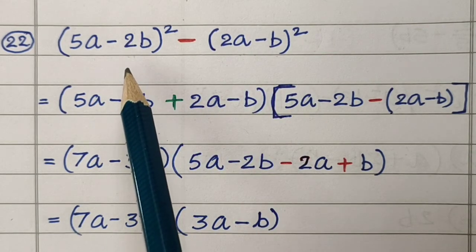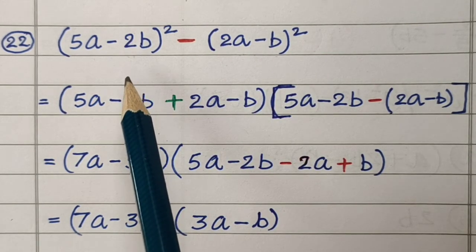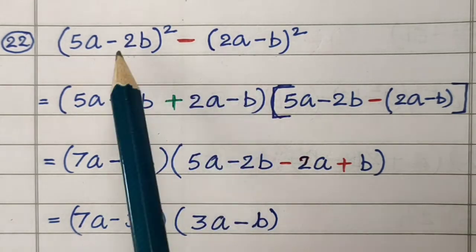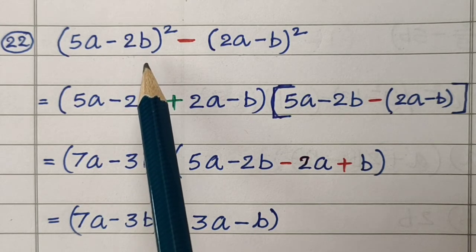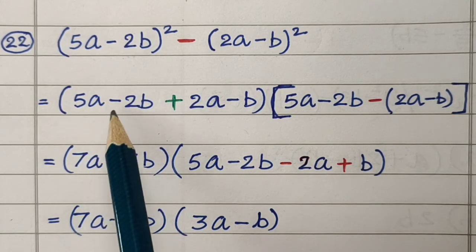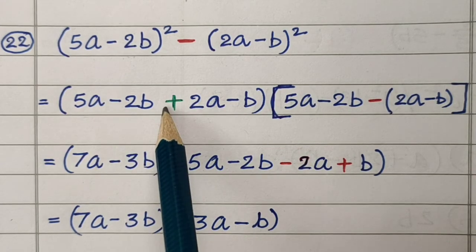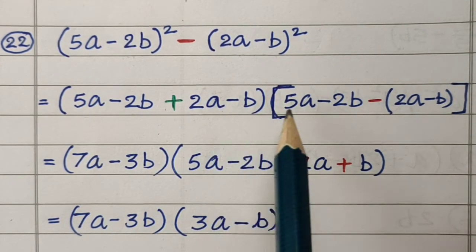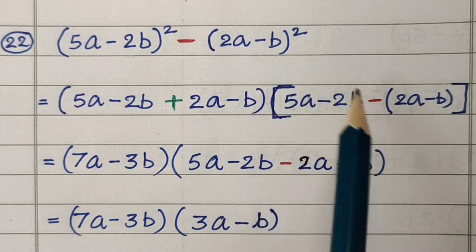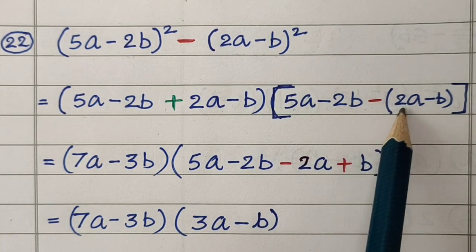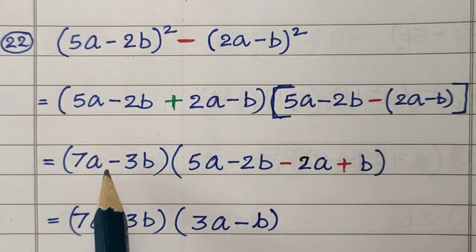Very simple. You can also do it by expanding, but that is more difficult. You just observe it in the form of a square minus b square. A square minus b square is equal to (a plus b) into (a minus b). In place of a we have 5a minus 2b, plus in place of b we have 2a minus b, into 5a minus 2b minus of 2a minus b. You have to introduce this minus into this small bracket.